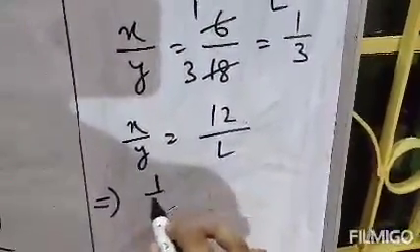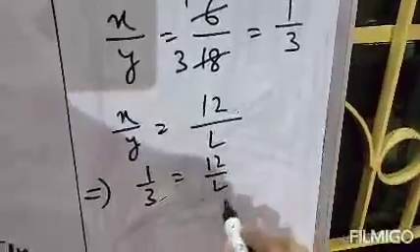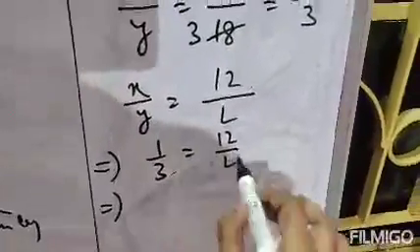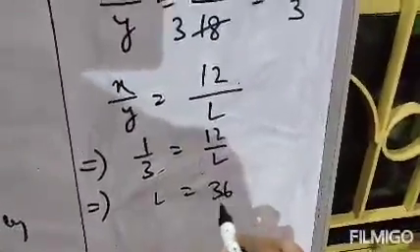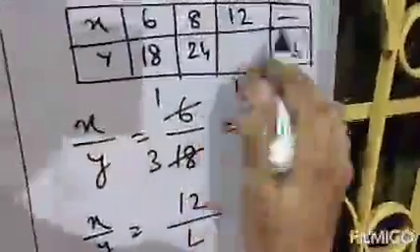Therefore x by y is here 1 by 3. That means 12 by L. So cross multiply, L is 36. So erase it and write down 36. Clear? Next, again we will find the value of x in the same way as we have done the values of y.